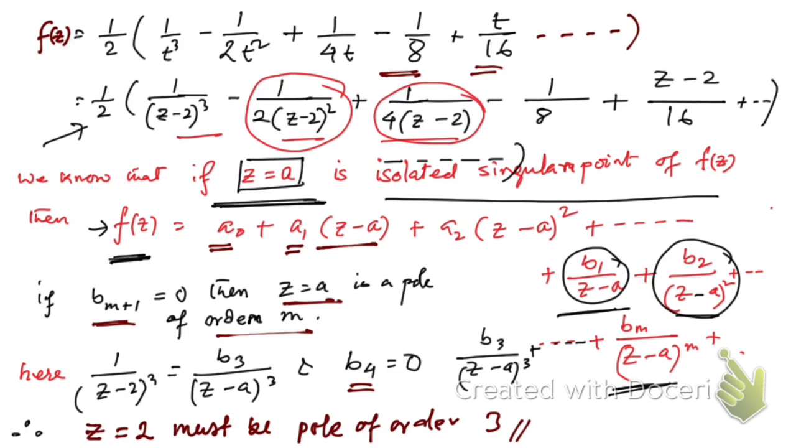Now we need to find the residue at z is equal to 0 and at z is equal to 2. Okay, now let me take a new slide. Now we need to find the residue at z is equal to 0, and z is equal to 0 is a pole of order 1, that means it is a simple pole.